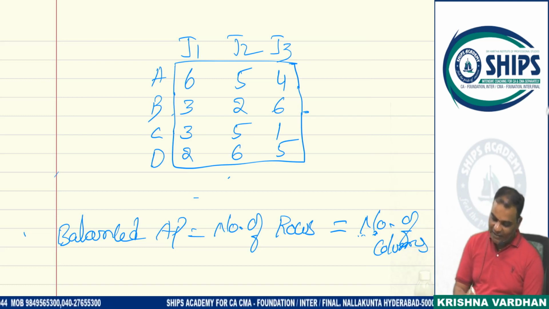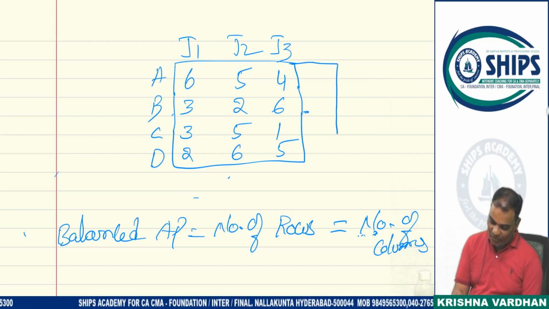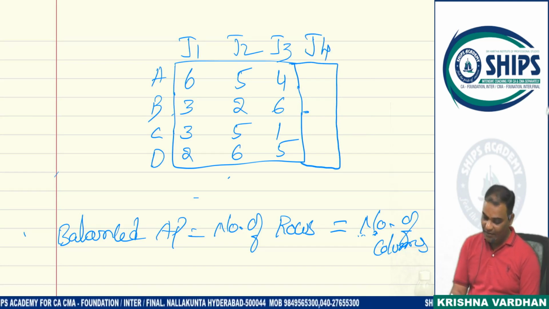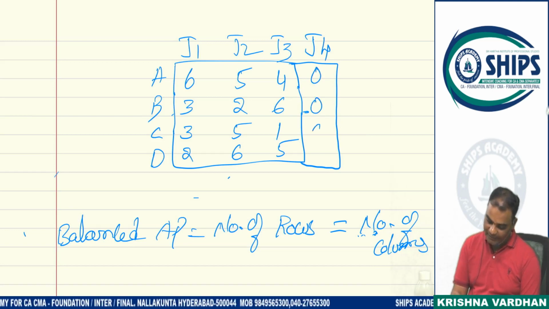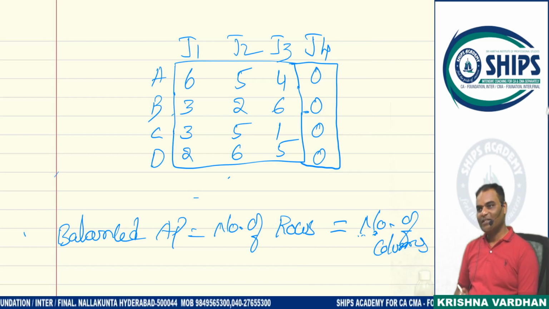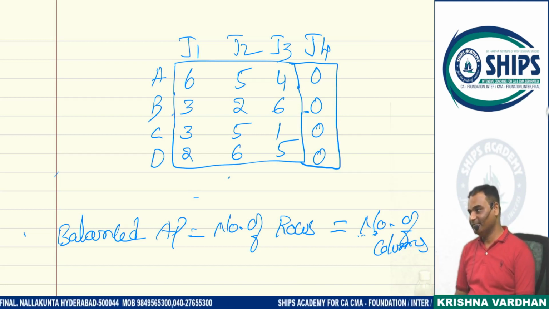Just see what is less now here, row or column? Column. So I should add one more column to make it balanced. I will call it J4. And there are no values, so I have to put all zeros. Understood? So what are the steps of converting an unbalanced problem to a balanced problem now?